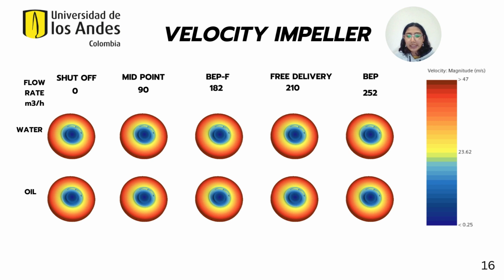Speaking about the results obtained in the impeller velocity profile, it can be seen that it's the same profile for both fluids regardless of the flow rate, since its rotational speed remains constant throughout the simulations. This is why the same scale of values is presented for both fluids.